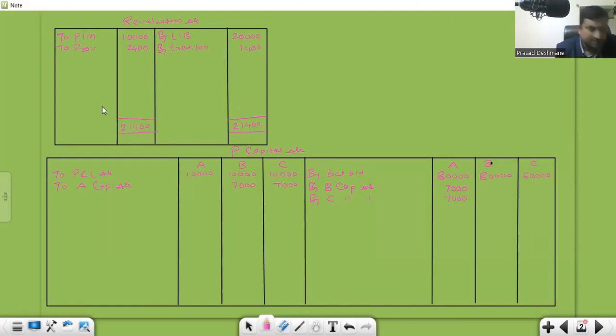minus the debit ones. 21,400 minus 10,000 and minus 2,400. It comes to 9,000. This is the profit for the revaluation account. This profit we always distribute among partners in their old ratio, which is 1:1:1. So if I split this 9,000 in equal proportion, I'll get 3,000 each. That 3,000 I'll record over here in the revaluation account, 3,000 each.